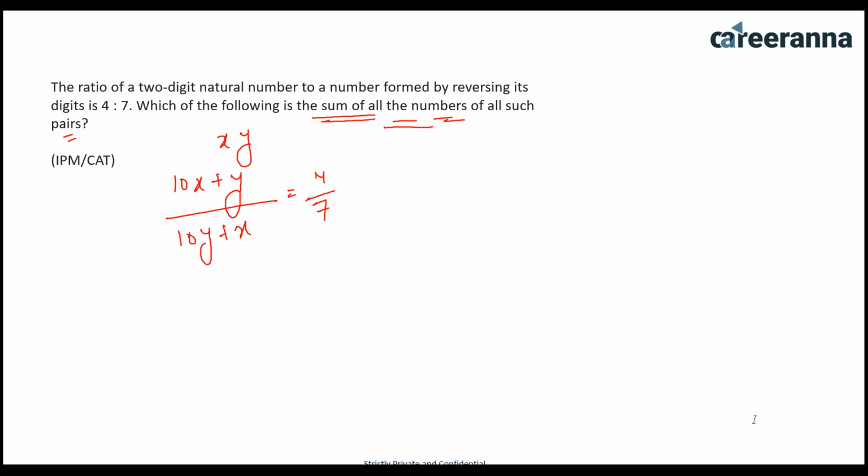Guys, we are about to solve this question. Can you solve this for x? What will be the value of x? Can you please tell me the value of x by y? Okay, I have to solve it, right? 70x plus 7y equals 40y plus 4x. Very good. x by y is 1 by 2.